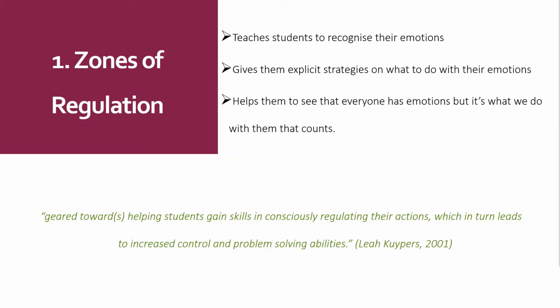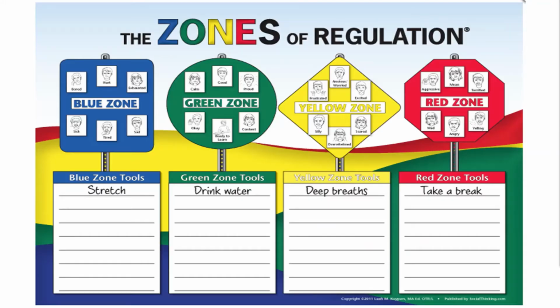So using zones of regulation teaches students to recognise their emotions. It's giving them explicit strategies on what to do with their emotions, and it helps them to see that everyone has emotions, but it's what we do with them that counts. And you might have seen the zones of regulation on this poster or presented in this way with a poster.